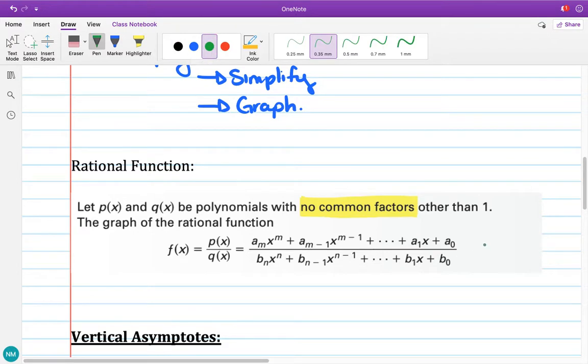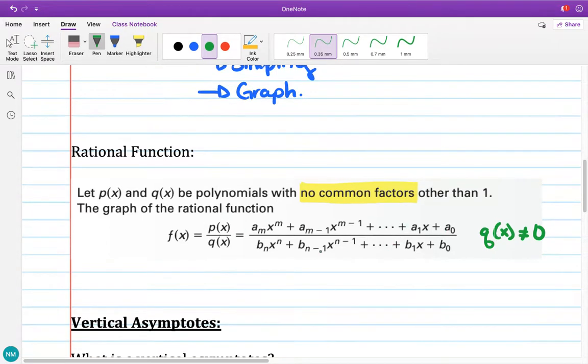Q of x cannot equal 0, right? Because if the denominator is equal to 0, that's a problem. So this is general form. We've worked with general form when we spoke about polynomials, where we have a sub m x to the m power, a sub m minus 1 x to the m minus 1 power.